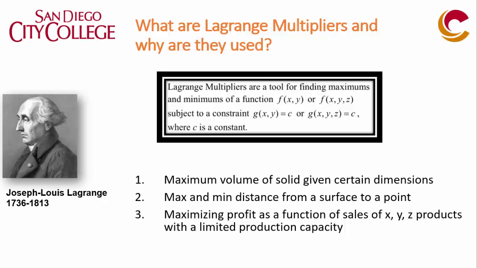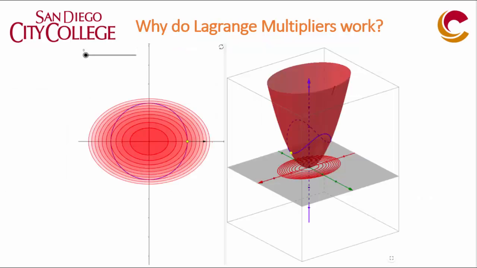We use Lagrange multipliers in examples like the following to find the maximum volume of a solid given certain dimensions, or to find the minimum and maximum distance from a surface to a point. There are also many economics examples, like maximizing profit as a function of sales of x, y, z products with a limited production capacity. Now let's analyze, why do Lagrange multipliers work?